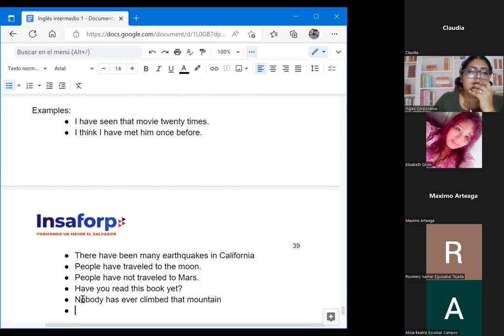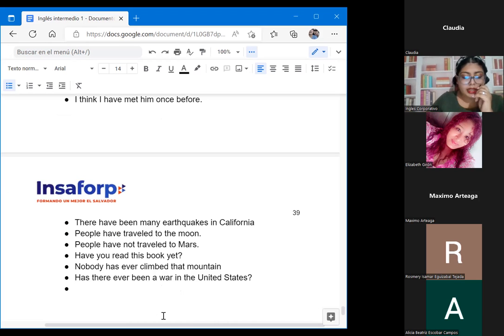Then we have a question and an answer that are the same example. So in that case, we are going to have two separate sentences, but they are part of the same example. Has there ever been a war in the United States? And we have the answer for that question. And it says, yes, there has been a war in the United States.